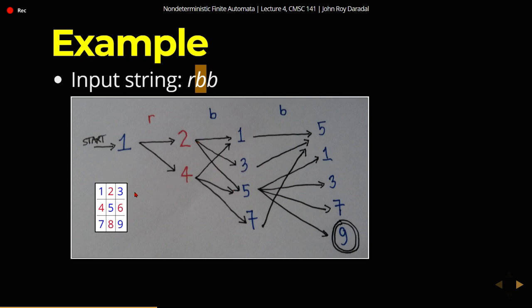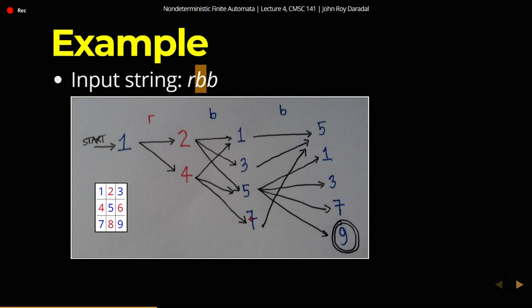But then, for 4, what if you ended up in 4? 4 on a blue goes to 1, 5, and 7. So you go to 1, 5, or 7. So all in all, after taking the second input symbol blue, we could be in states 1, 3, 5, or 7. Okay? So we are in all of those states at once.